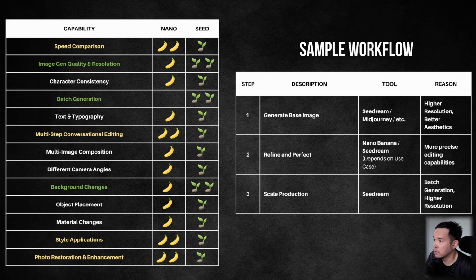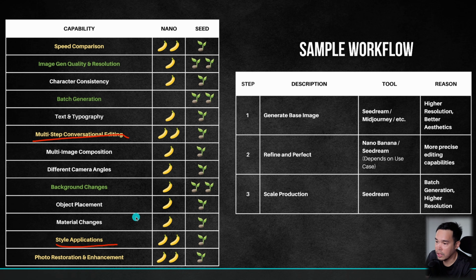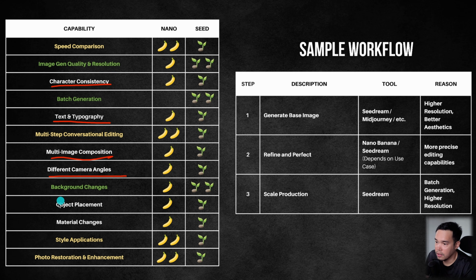A sample workflow that I have here is, if you're going to be generating the base image, it's best to use Seedream or maybe Midjourney or any other image generation model that you have, because you would get higher resolutions and overall just better aesthetics. Then you can use a mix of both Nano Banana and Seedream depending on their strengths that you see here. So if you want to make multi-step conversational edits or apply styles, then you choose Nano Banana. If you want to upscale the quality, use Seedream. And if it's any of the other use cases where it's a tie, then that would be up to you.